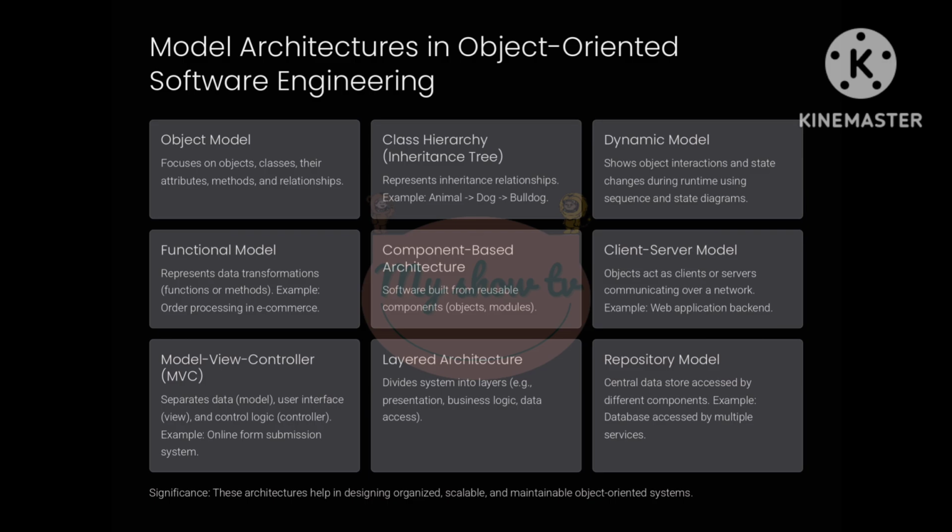8. Layered architecture breaks software into layers like presentation, logic, and data access for better organization. 9. Repository model uses a central data store accessed by multiple components. Example: a shared database. These architectures help in building large, organized, and scalable systems using OOP principles.